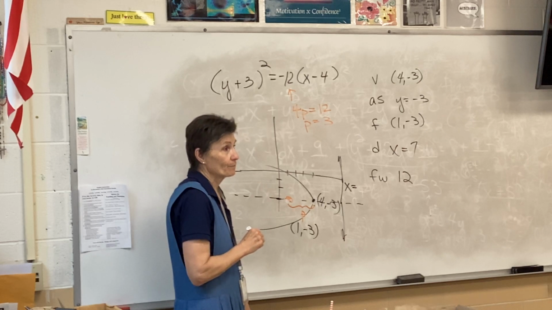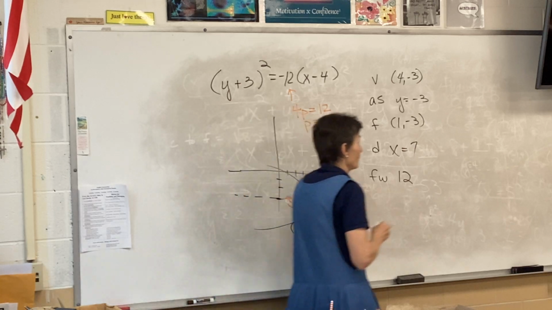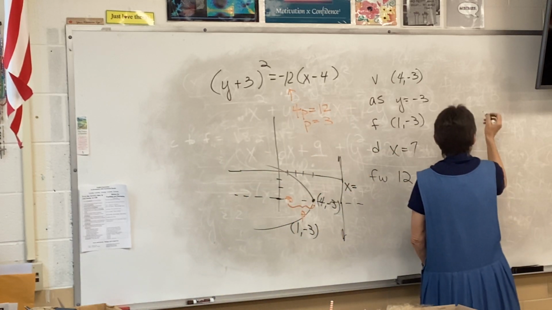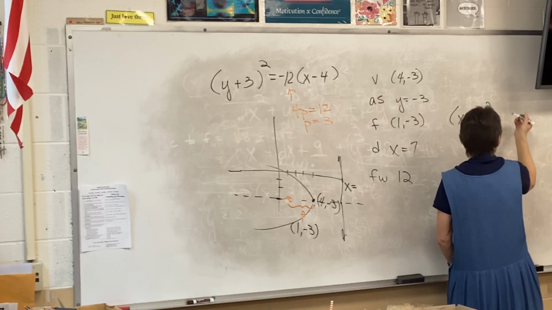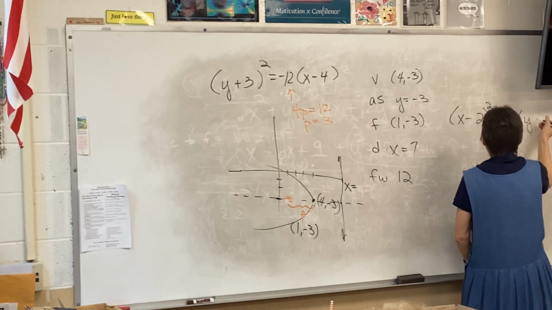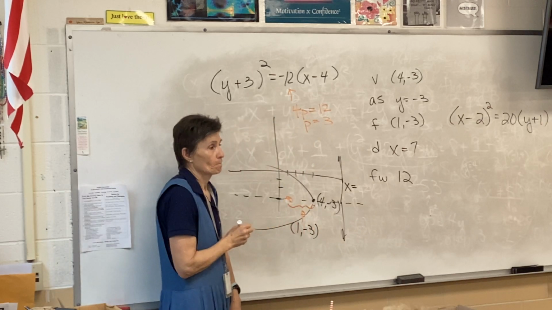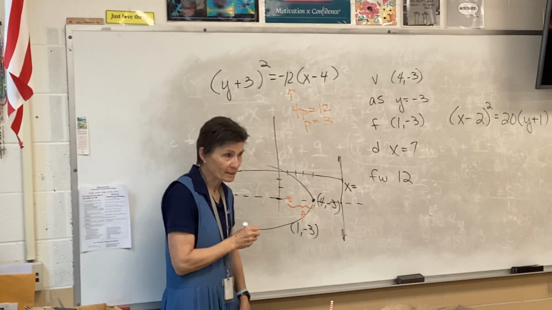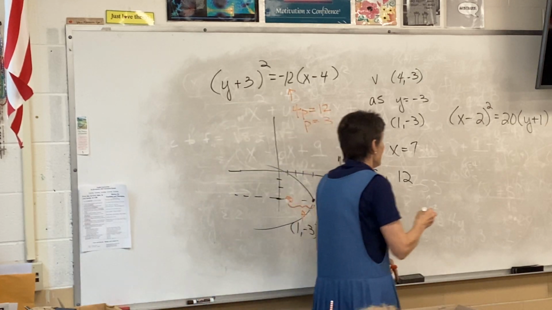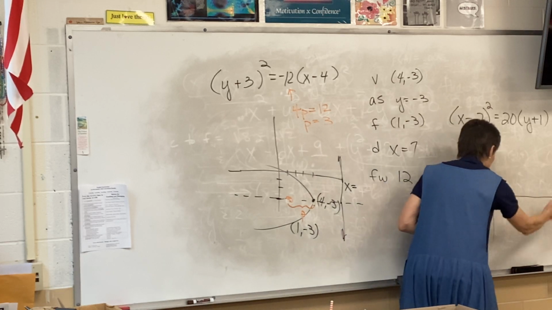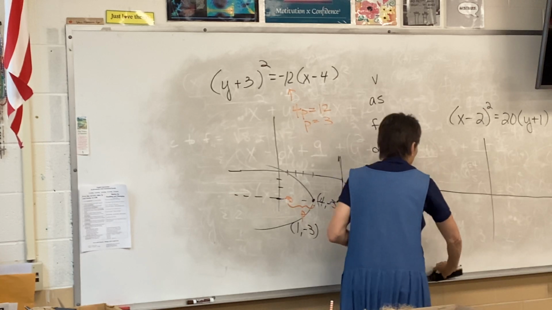All right, we'll do one more. This is your quiz on Monday, okay? So one more, here we go. This time our equation is going to be x minus 2 squared equals 20 times y plus 1. Okay, the equation you get on Monday is going to look just like this. This is the way the equations of parabolas look. You're going to find exactly the same information. So tell me what we know about this parabola.